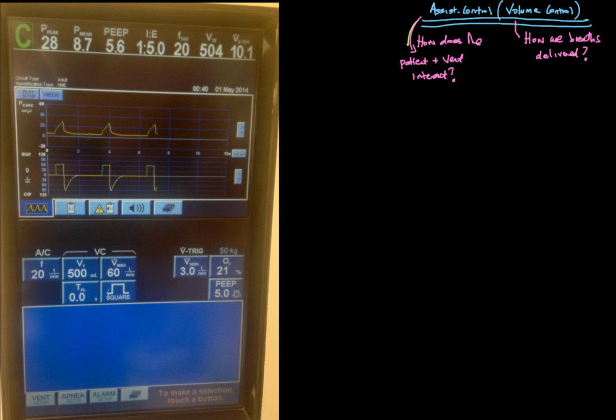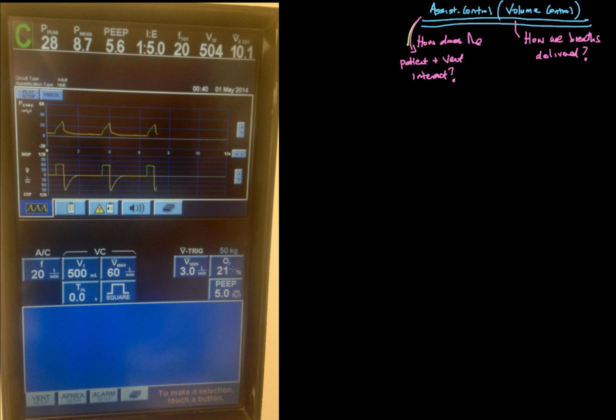This box here is a flow waveform. It says, how do we want the flow to be delivered? We're going to talk about that as well in a bit. This one here is a plateau time. We'll get to that much later on. It's less important for understanding the core concepts of volume control ventilation, but we'll get to it in a bit.